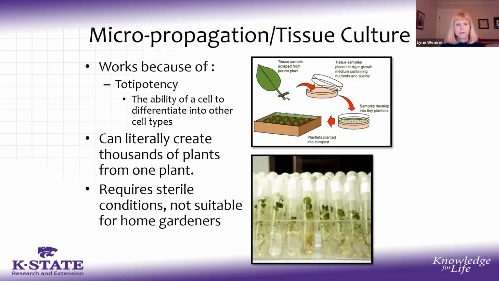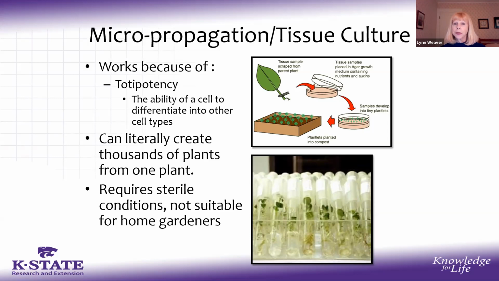Tissue culture is very interesting, and it works because of something called totipotency, which is the ability of a cell to differentiate into other cell types. And professionals use this to create thousands of plants from one plant. It requires sterile conditions, so most home gardeners are not going to be doing tissue culture.